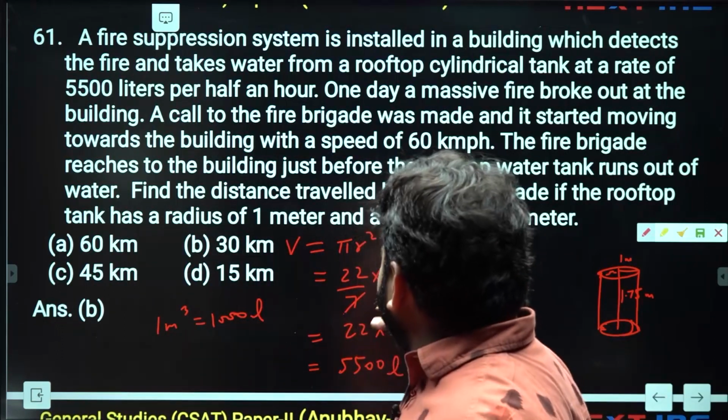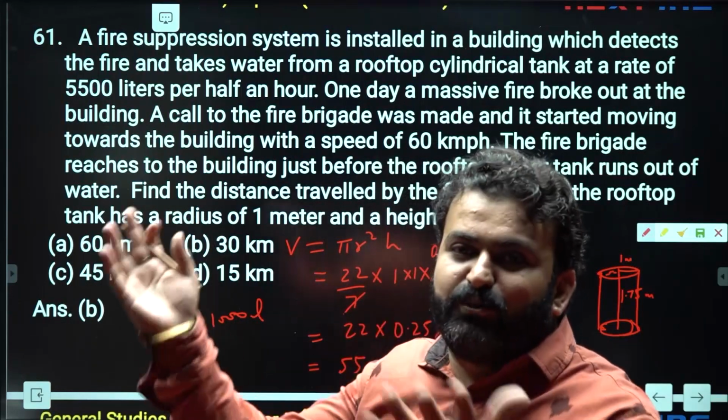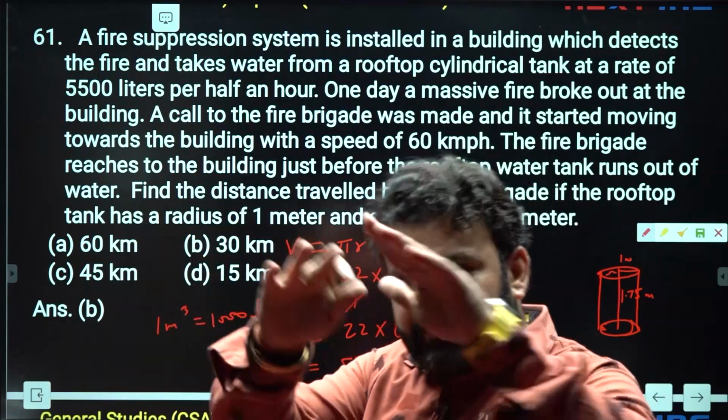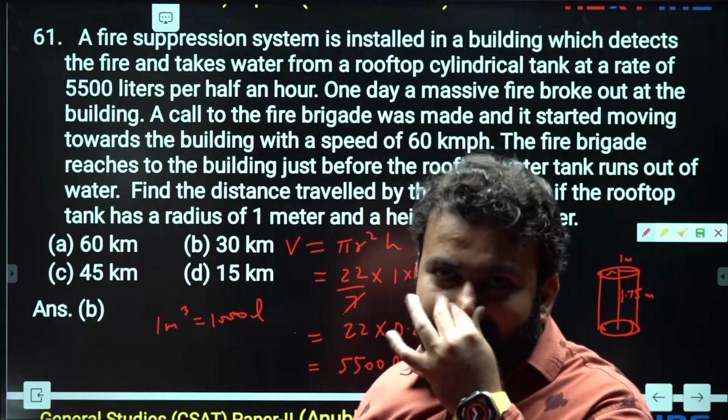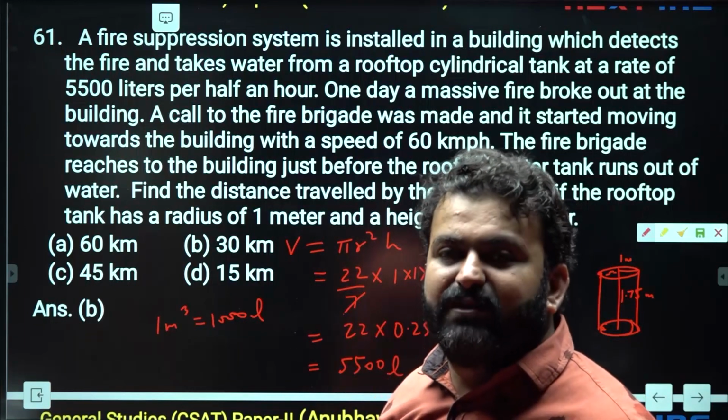देखो इजी क्वेश्चन है ये. जैसे ये कैलकुलेशन किया मीटर क्यूब को लीटर में किया, 5500 लीटर ही है. जैसे हाफ एन आवर में एम्प्टी करे, एक्सप्लोड करेगा और फायर ब्रिगेड रीचेस व्हेन इट वाज अबाउट टू एक्सप्लोड. नाउ हियर इन दिस केस इट मींस कि वो 30 किलोमीटर कवर किया हाफ एन आवर में. बस हो गया क्वेश्चन.